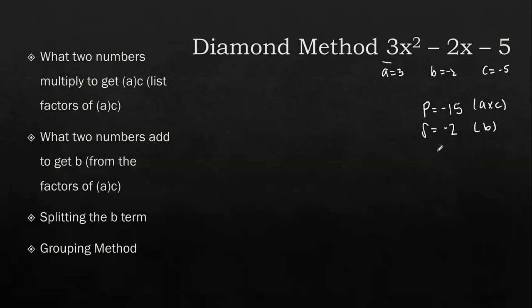So I'm trying to figure out what numbers multiply to get me -15, but add to get me -2. Even if you know, hold on. Take the time out to write the factors of 15. So that's 1 and 15, 3 and 5.